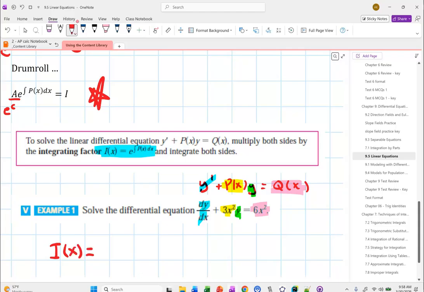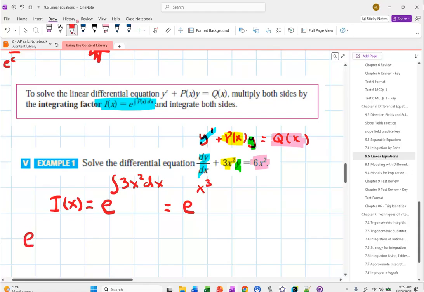So the first thing I'm going to do is compute my I of x. Is everybody okay with that? What is the integral of 3x squared? 3 times x cubed over 3, so x cubed. Right, just that. Okay. So far, so good. So I'm going to multiply that to both sides of my equation then.